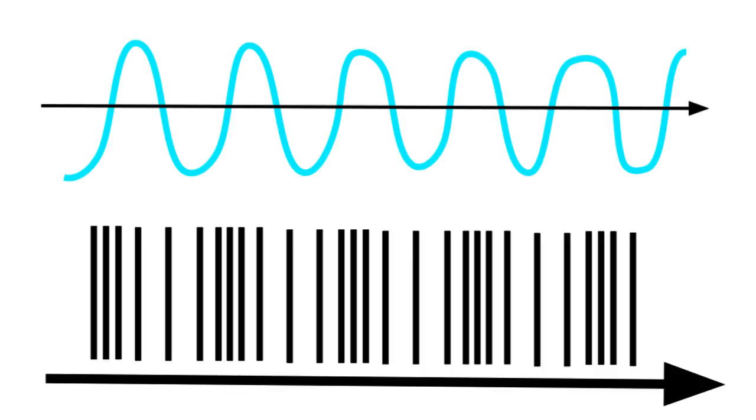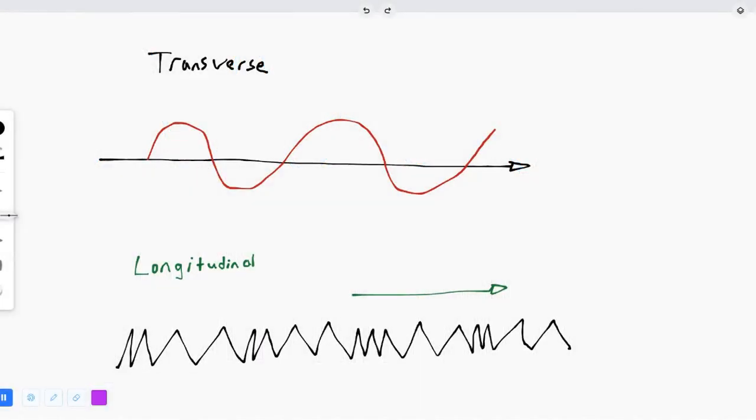Let's look at some classification of waves. There are two common types of wave classifications that you need to know for your physics class, called transverse and longitudinal. There's also torsional, but that won't be covered in this video. Alright, so here's the two types of waves. We can see transverse is right here, and then longitudinal is right there.